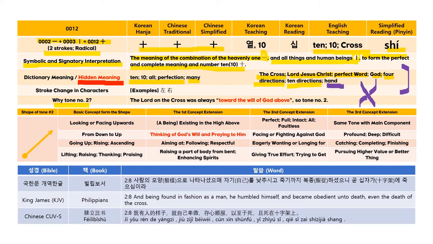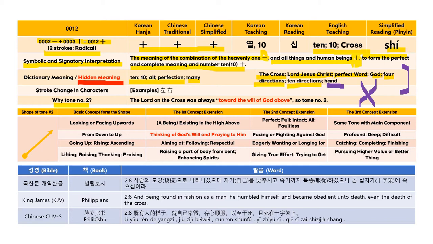Okay? So the meaning of the combination of the heavenly one and all things and human beings, this character, the hidden meanings, to form the perfect and complete meaning and number 10. The cross, Lord Jesus Christ, perfect word, God, four directions, 10 directions, and hand.